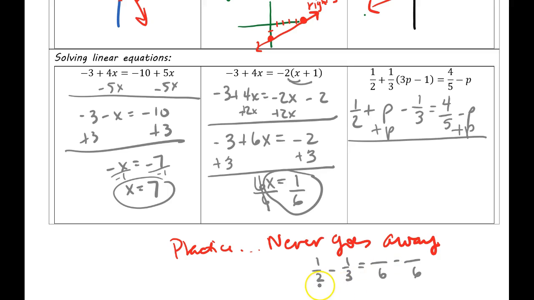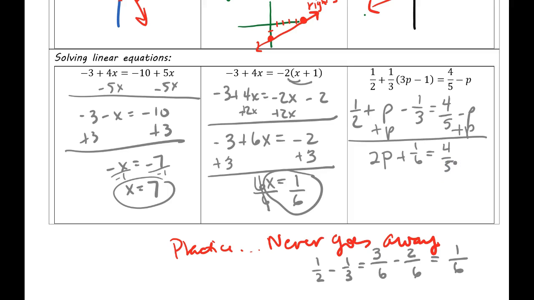And to turn this 2 into a 6, I multiplied by 3, so I need to multiply the top by 3. To turn this 3 into a 6, I multiplied by 2, so I need to multiply the top by 2. And then you just do numerator math. 3 minus 2 is 1. Recopy the denominator. So this all just turned into a 2p right here, and then plus 1/6 from my answer down here, and that is all equal to 4/5.